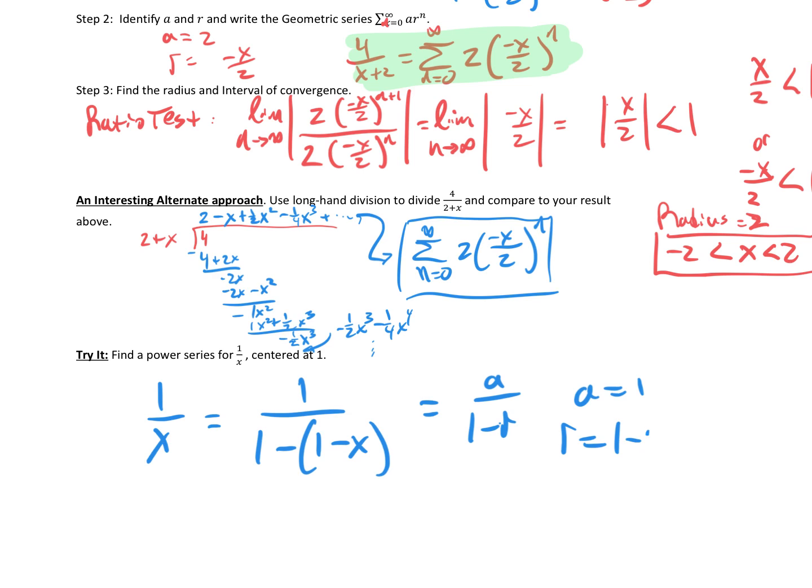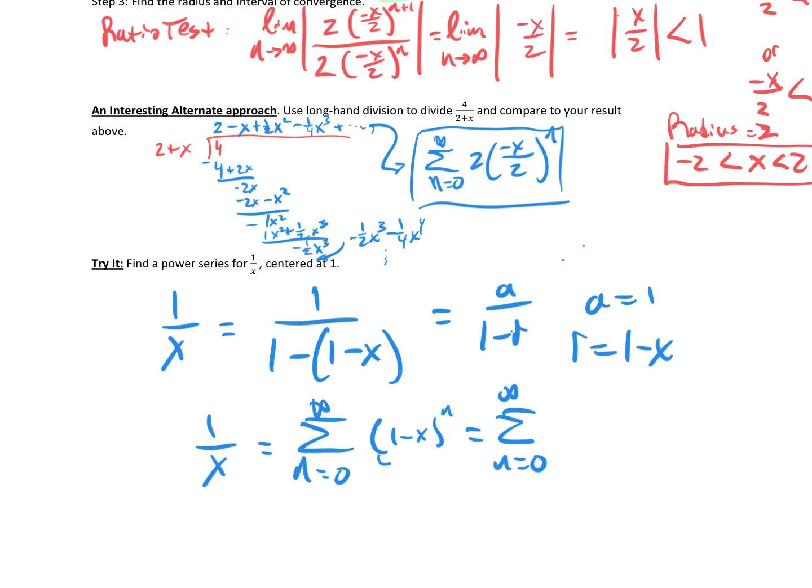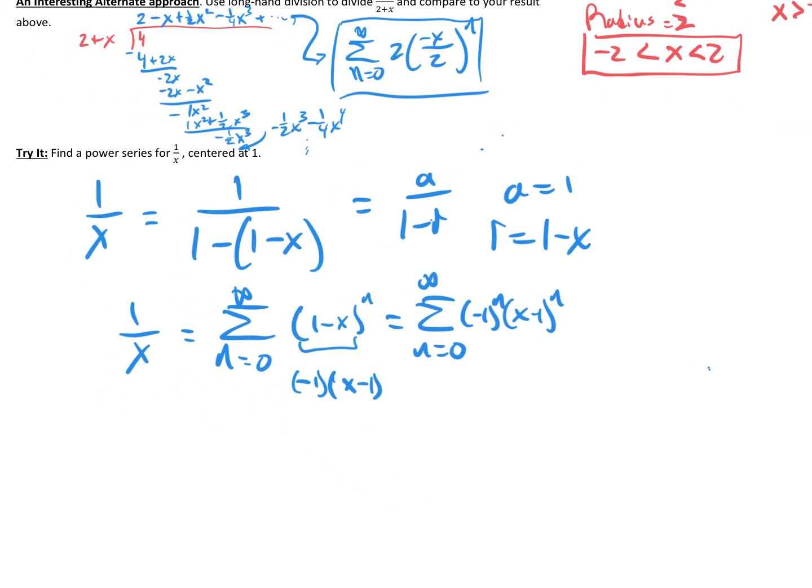So we now have our series 1 over x is equal to the sum of n equals 0 to infinity, and we have 1 times 1 minus x to the nth power. To see what's going on here a little bit better, we actually want to rewrite this like this. Let's rewrite this bit as negative 1 times x minus 1. Why would we want to do that? Well, when we raise that to the nth power, that's going to be negative 1 to the nth times x minus 1 to the nth. There we go.